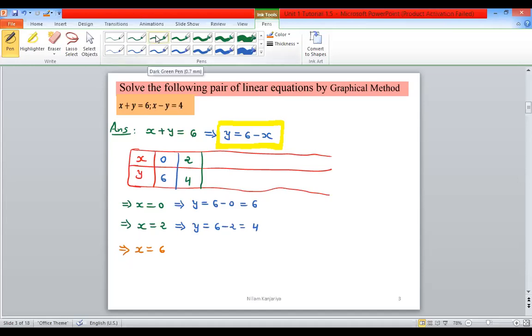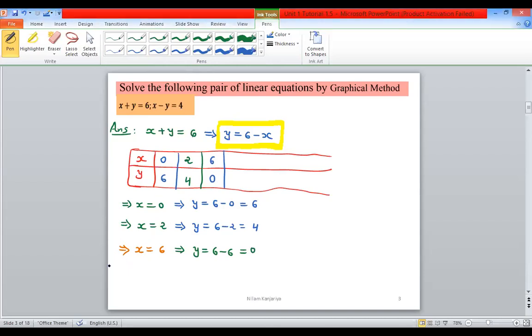So what happened in the y? Y is equal to 6 minus 6. It's a 0. So look here, student. I got the 6. X is 6, y is 0. You must take 5 values of the x variable.